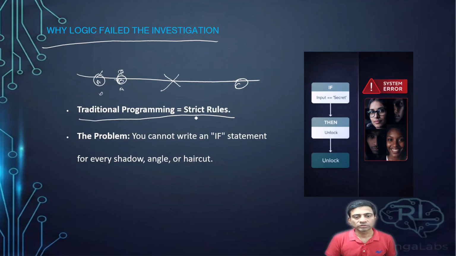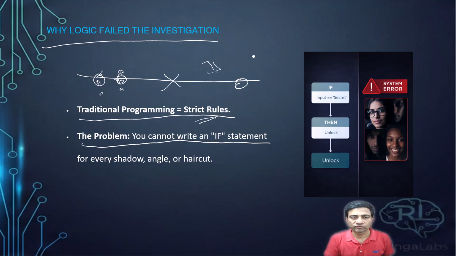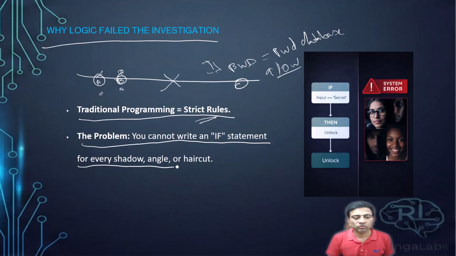Programming has very strict rules, and the problem is you cannot write an if statement for every shadow, angle or haircut. You cannot have hundreds and thousands of cases. For the password, what we write is: if the password entered by the user is equal to the password in the database, allow. It is as simple as that. But in the case of a face, it is not possible for every shadow, angle and haircut. Hence, we cannot use programming for face detection.